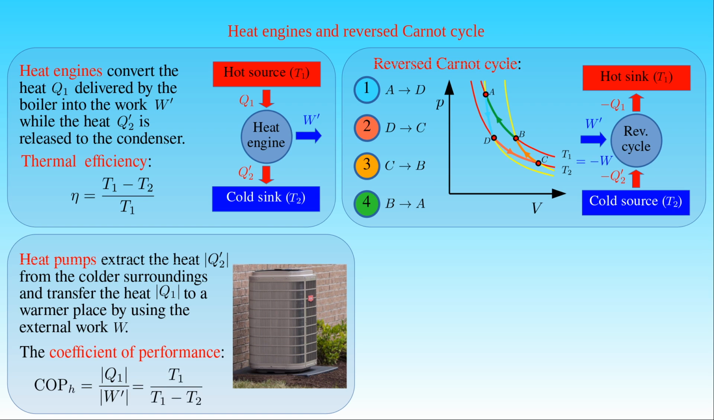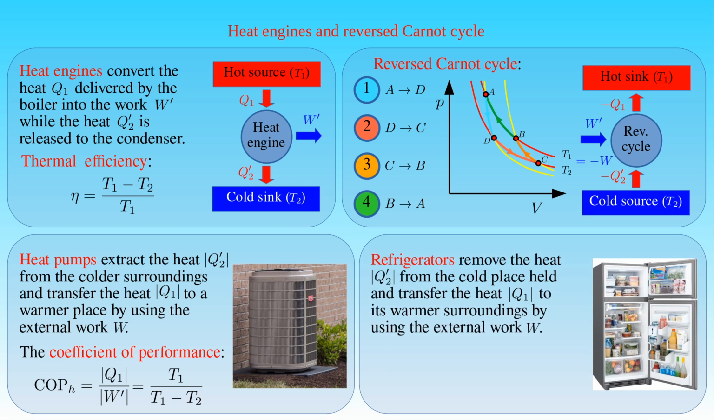The second type of application for the reversed cycle is the refrigerator, which removes the heat from the place held at the absolute temperature T2, and transfers it to its warmer surroundings at the absolute temperature T1 by using the external work W. We denote the coefficient of performance for refrigerators by COP with the subscript C, that is, cold, and define it by the ratio of the magnitude of the heat Q'2 to the magnitude of the work W', which is equal to the absolute temperature T2 divided by the difference between the absolute temperatures T1 and T2.